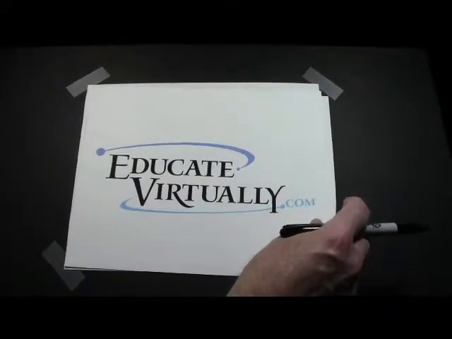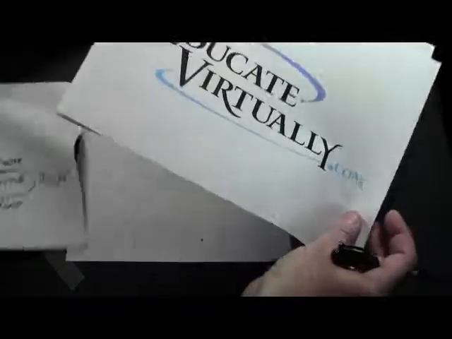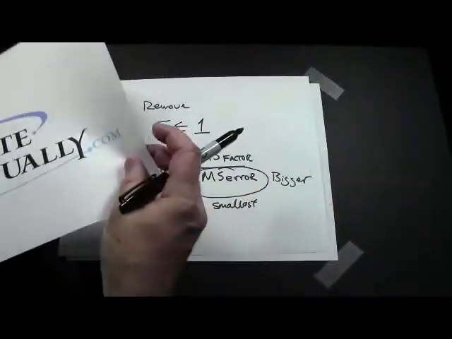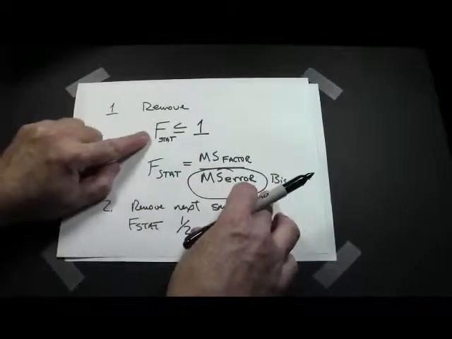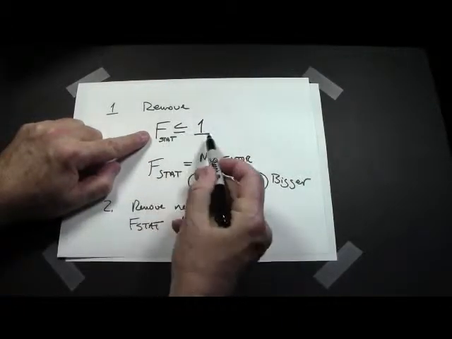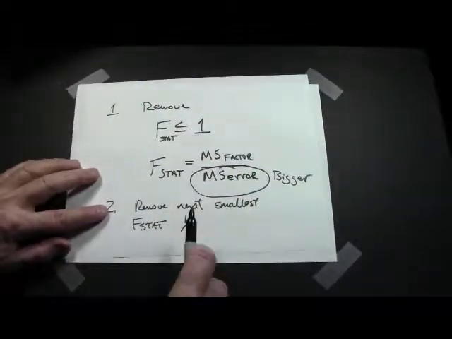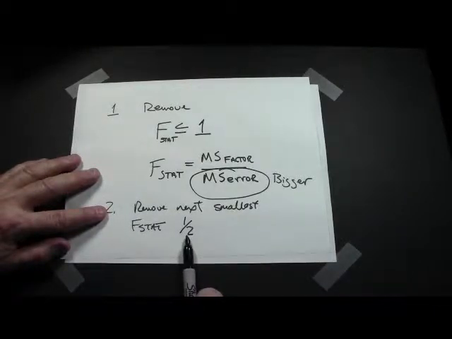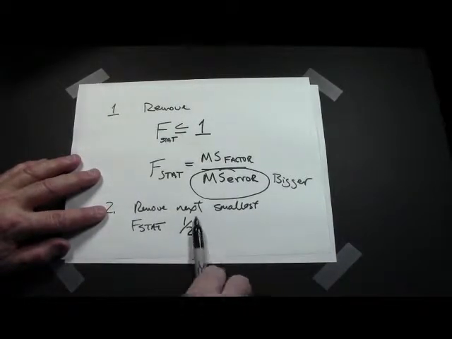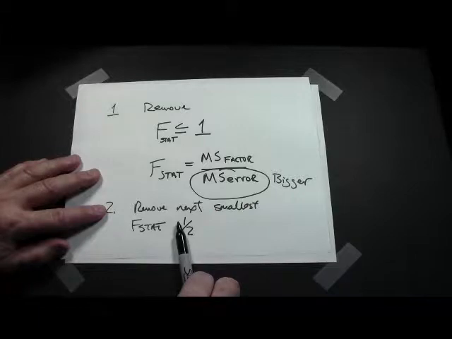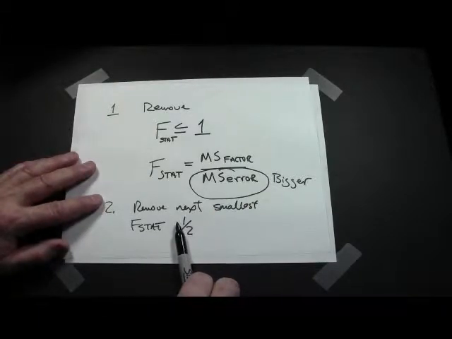And take a quick review of the pooling rules. First pooling rule is to remove any of the factors with F statistics that are less than or equal to 1. Next, you remove the next smallest F statistics until you've got about half of the variables that you started with in your experiment, and then you can make your final ANOVA table.